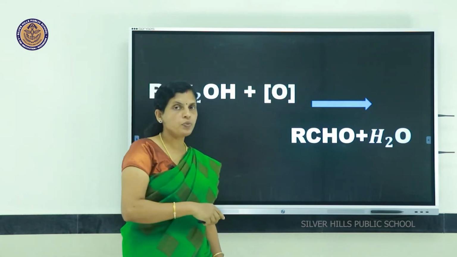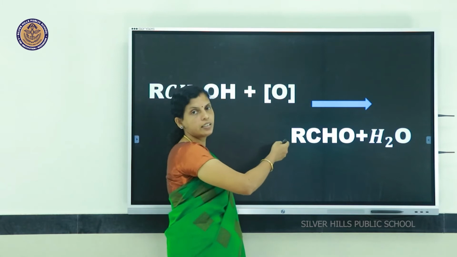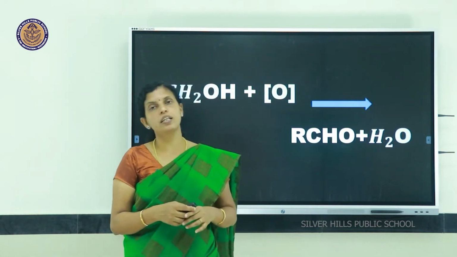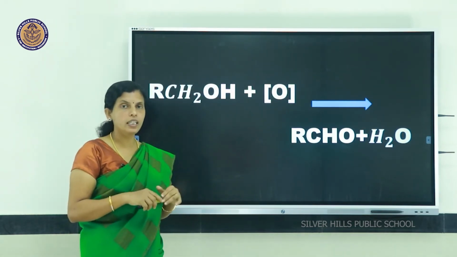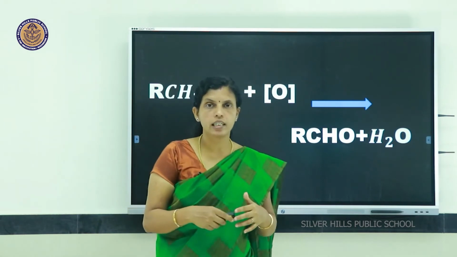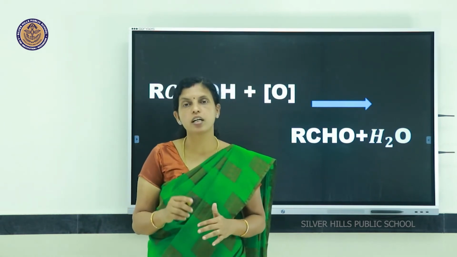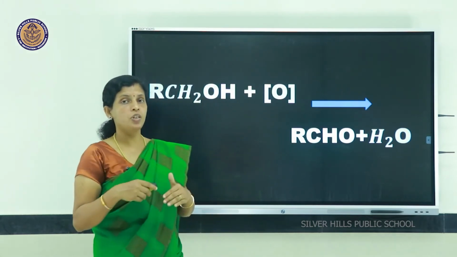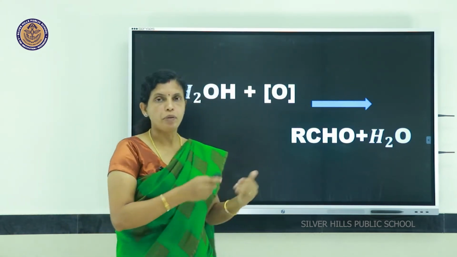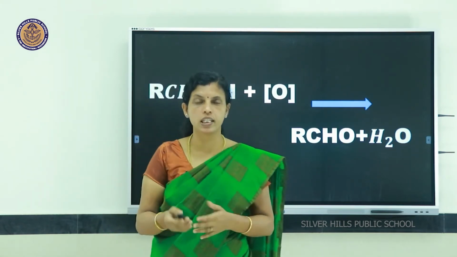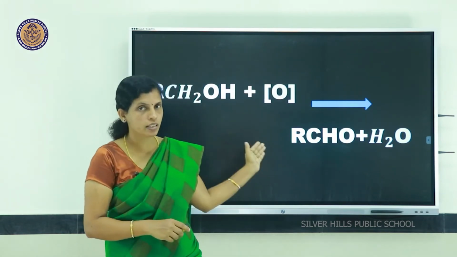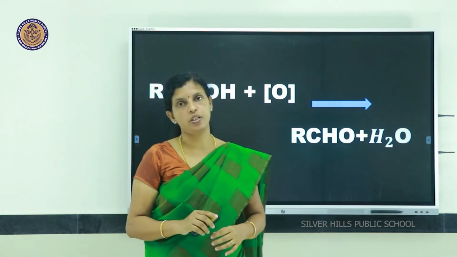But if we are using a strong oxidizing agent like acidified K2Cr2O7 or alkaline KMnO4 or CrO3 in sulfuric acid medium, at that time first the aldehyde is formed and this aldehyde is again oxidized and gets converted to carboxylic acid, RCOOH. So we can't stop the reaction at the aldehyde if we are using a strong oxidizing agent. Primary alcohols on oxidation first give an aldehyde, and further oxidation gives a carboxylic acid. If we are using a mild oxidizing agent, the reaction will stop at the aldehyde only.